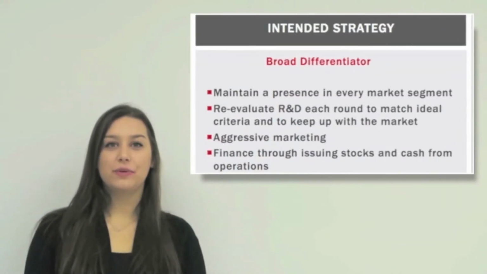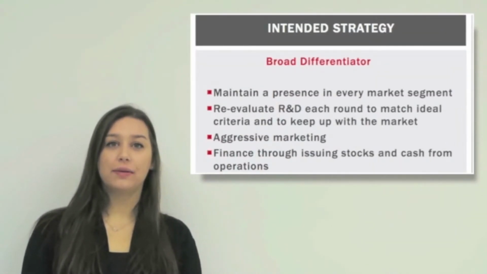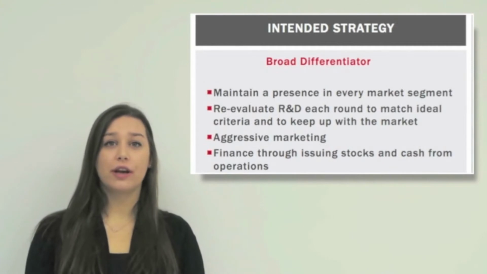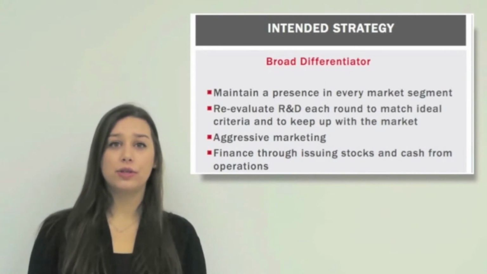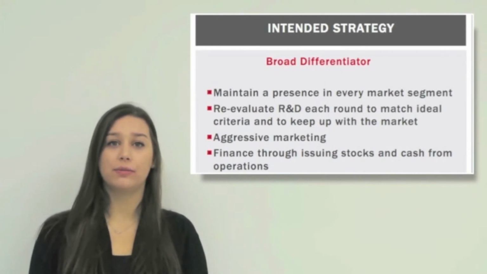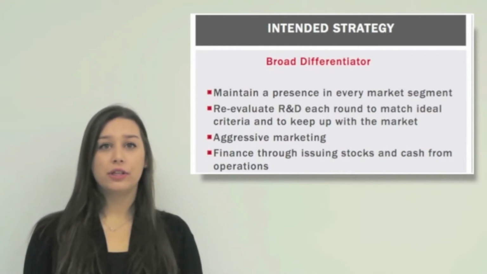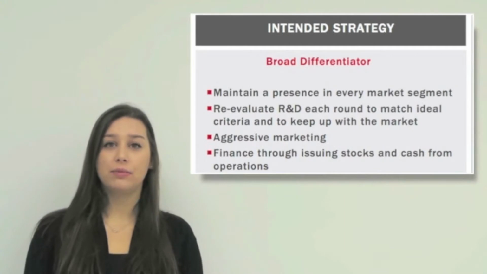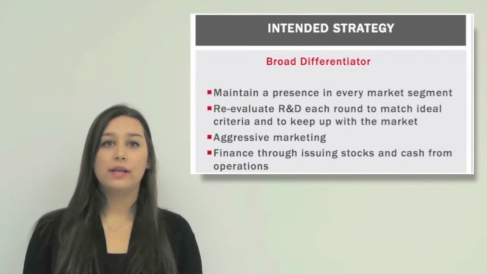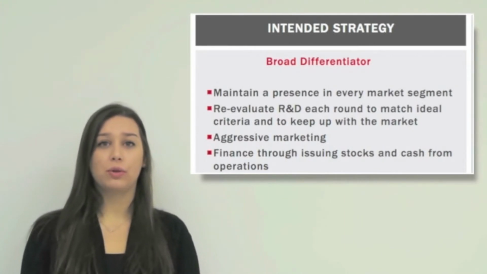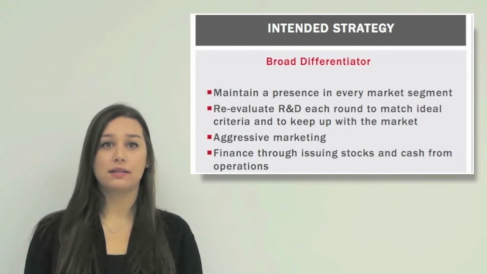Our intended strategy was to be a broad differentiator. A company operating with a broad differentiator strategy aims to have a scope that is industry-wide and products that are highly differentiated from its competition. In order to maintain a wide scope, a broad differentiation strategy requires you to maintain a presence in every market segment. We intended to have multiple products in both the low-tech and high-tech segments in order to maintain this presence.